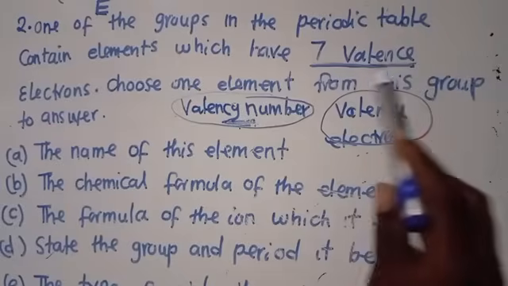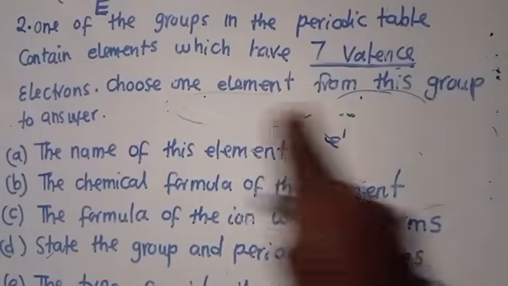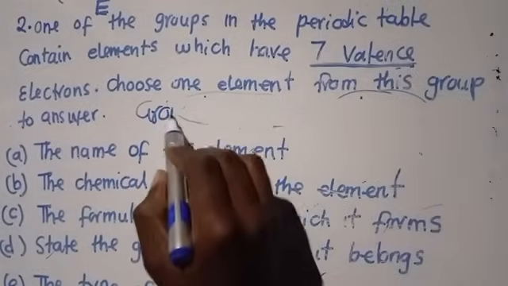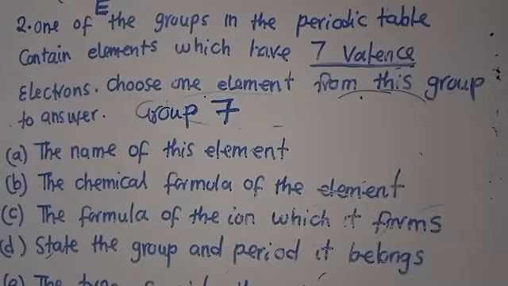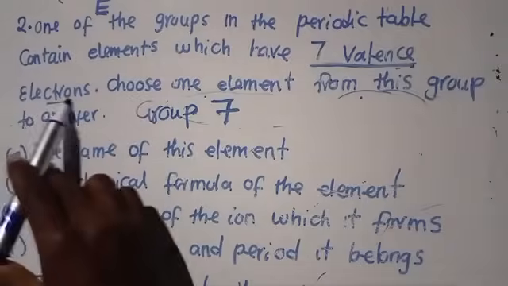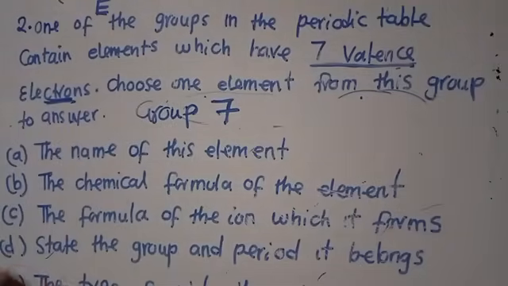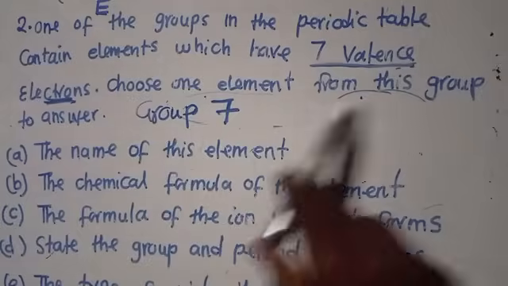Since it contains 7 electrons in the outermost shell, this one is from group 7. It is from group 7 because it contains 7 valence electrons. Valence electrons are the electrons found in the outermost shell. You know that. So we answer: just choose one element from this group.